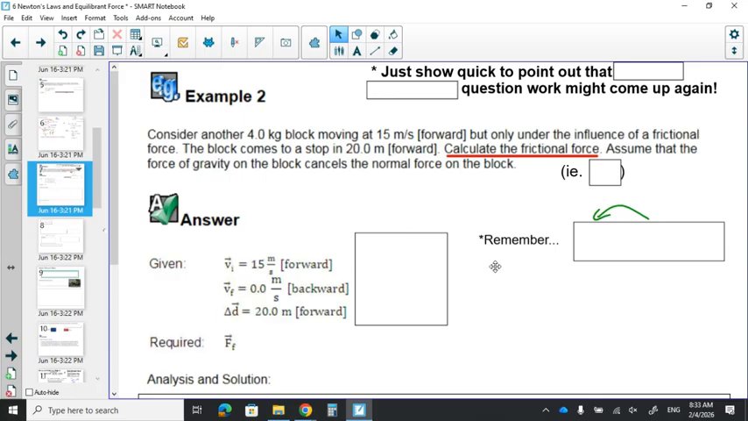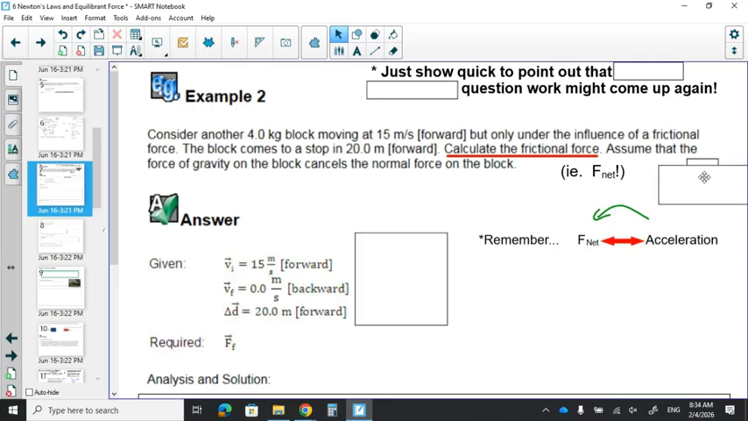Next up here, this one I'm just going to show quick and point out something. So we have another block moving along at 15 meters per second forward, the 4 kilogram block, and it's under the influence of friction force only. So it's coasting, and the block comes to a stop in 20 meters while it's slowing down. And it wants you to calculate the friction force. So assume the force of gravity is canceling out the normal force on the block. In other words, it's on a flat surface and staying that way, right? So basically they're saying gravity is not a factor. When they're asking to calculate the friction force, that's the only force on the object, right?